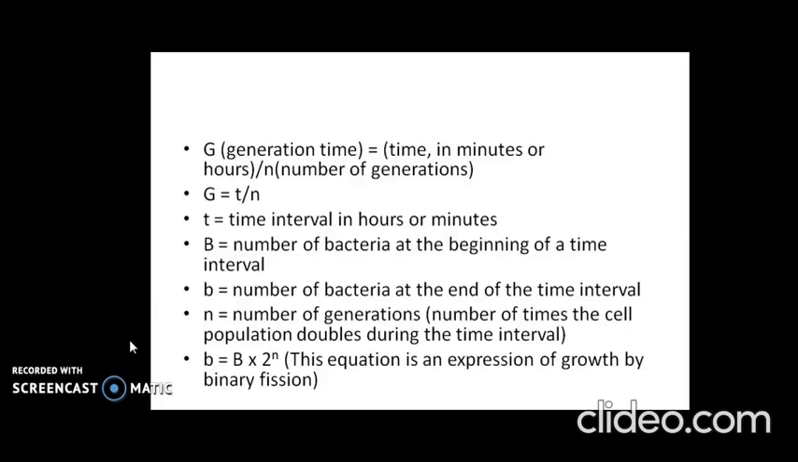And also there are constants, capital B and small b, where capital B is the number of bacteria at the beginning of a time interval and small b is the number of bacteria at the end of the time interval. And n is the number of generations, that is, the number of times the cell population doubles during the time interval. And it can be expressed as b equals B times 2 raised to the power n, and this equation is an expression of growth by binary fission.